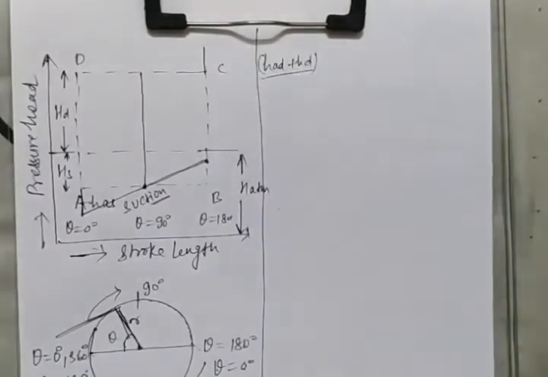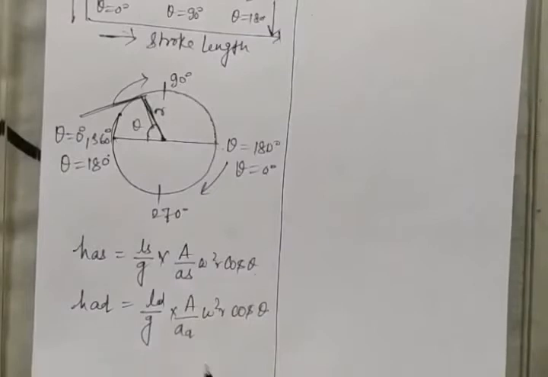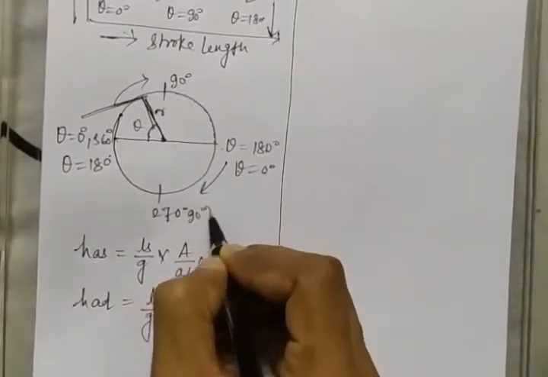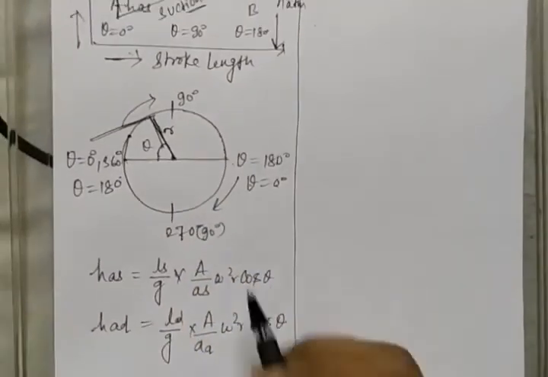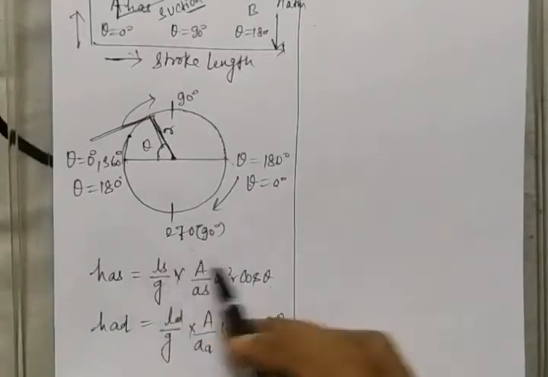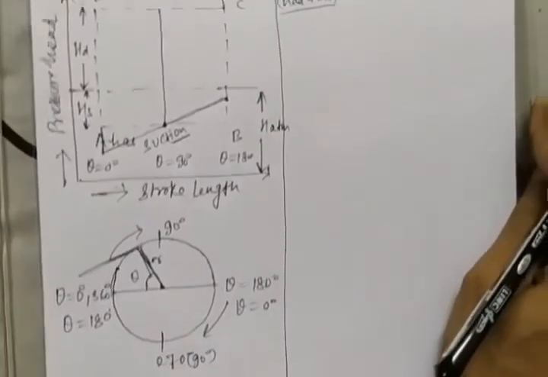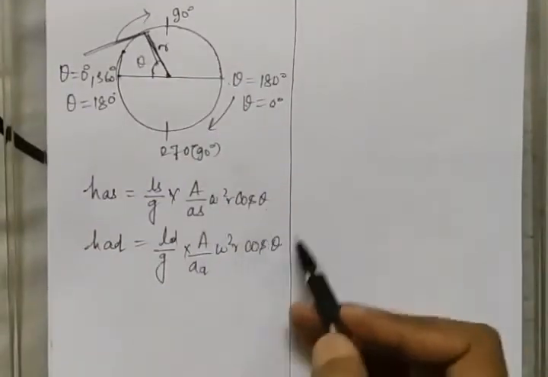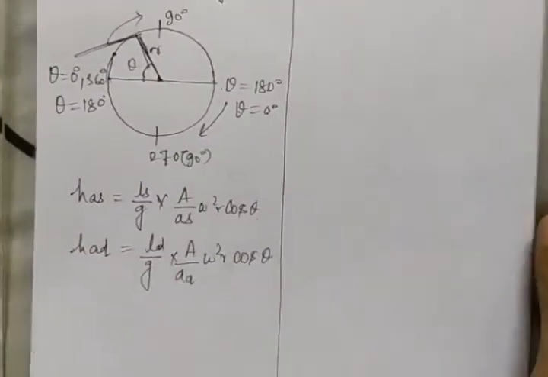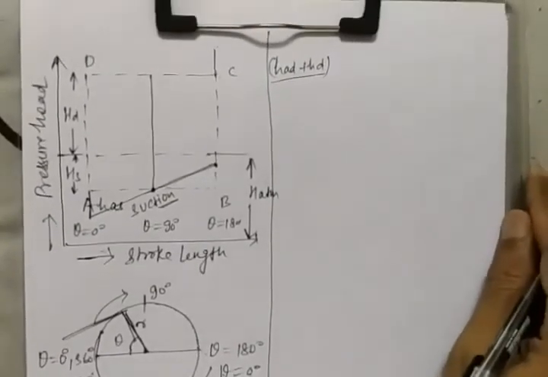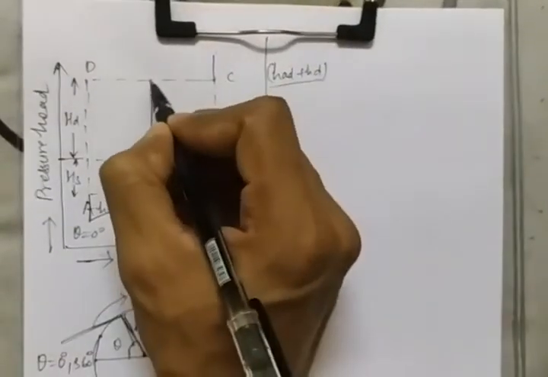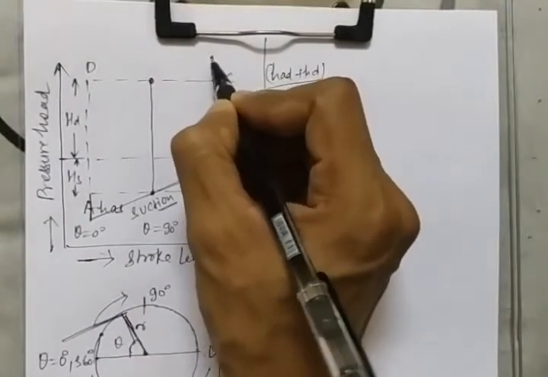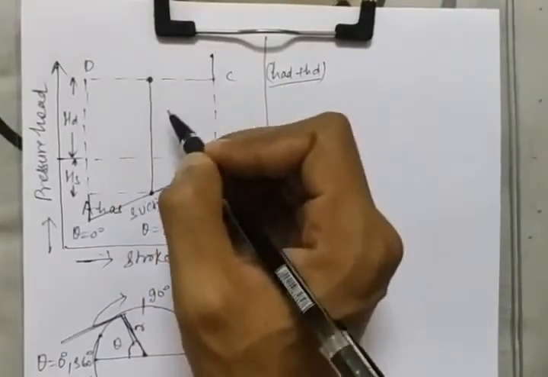Now guys, you can see at 270 degree, and don't take it 270, take it 90 degree, that will be okay. So at 90 degree, you can see that cos 90 becomes 0, and this whole value will become 0. So what will happen? This point here and this point here become 0, so it will come here.